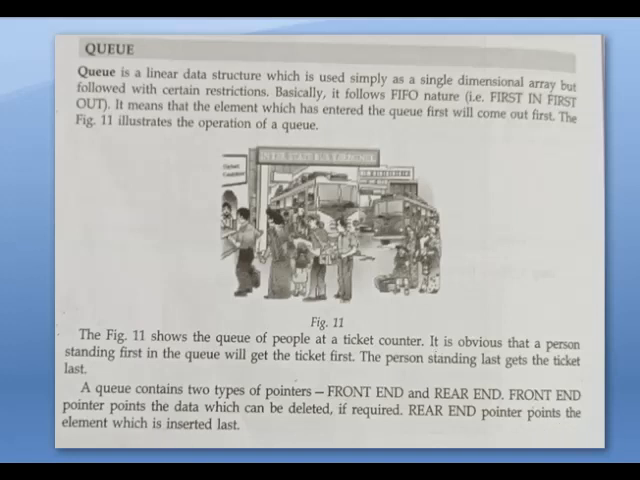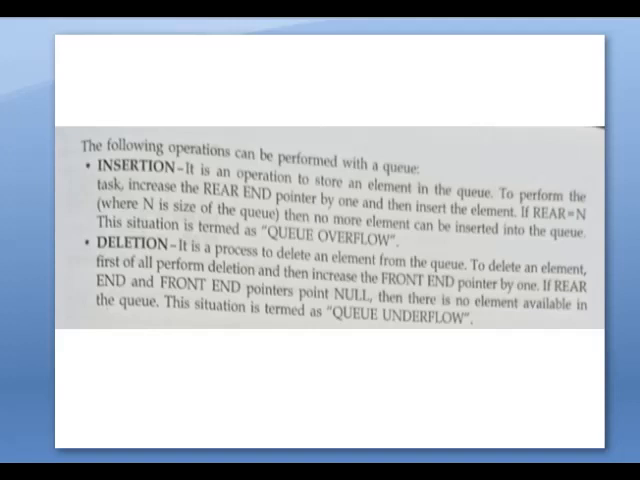So these are the operations that can be performed with the queue. First one is insertion and another one is deletion. Insertion means we are going to insert an element into the queue, and deletion means we are going to delete elements from the queue. So first one is insertion. It is an operation to store an element in the queue. To perform the task, increase the rear end pointer by 1.